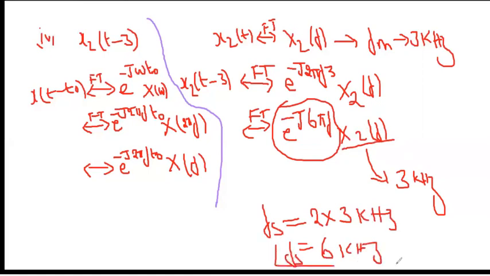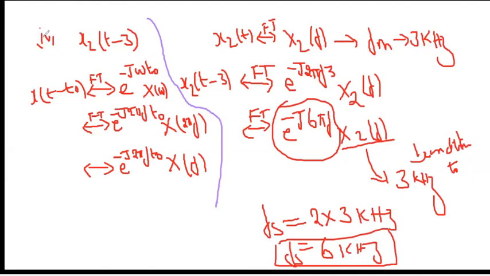Even if it is shifted, with the samples of the 3 also. x2 of t, the maximum frequency is 3 kilohertz. x2 of t minus 3, the maximum frequency is also 3 kilohertz. So the sampling frequency is 6 kilohertz. It is band limited to 3 kilohertz, my dear students. And the sampling frequency is 2 into 3 kilohertz, that is fs is equal to 6 kilohertz.